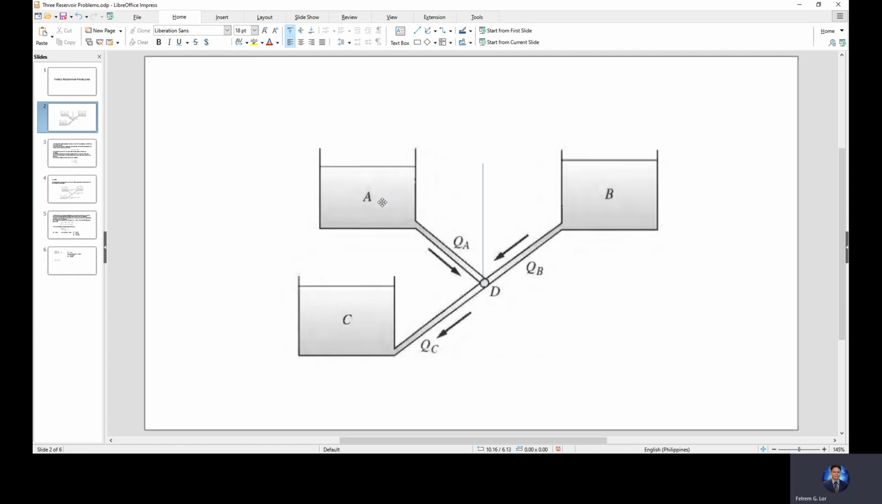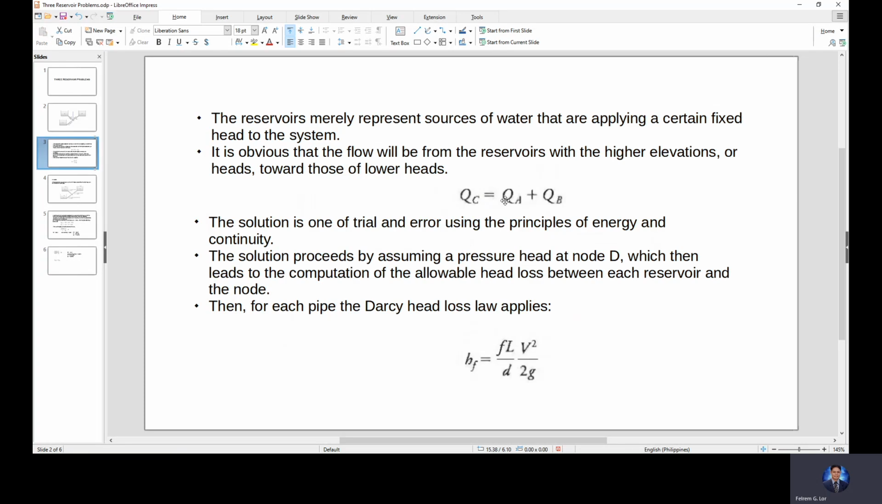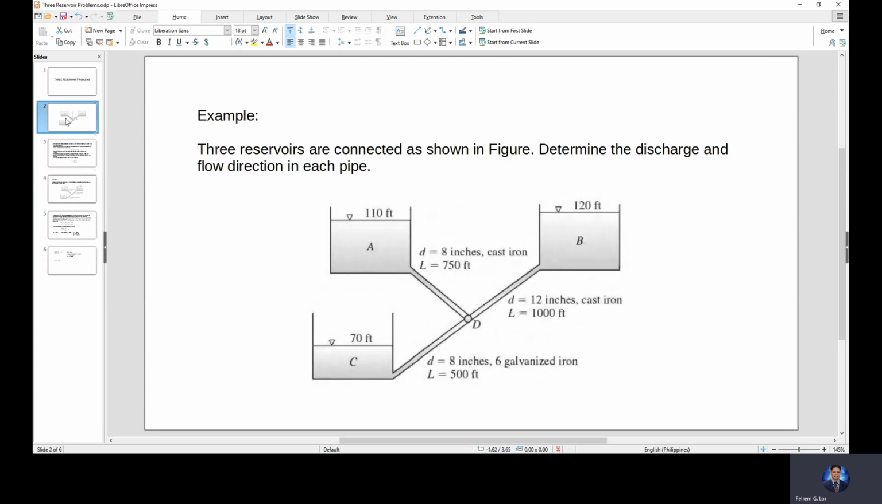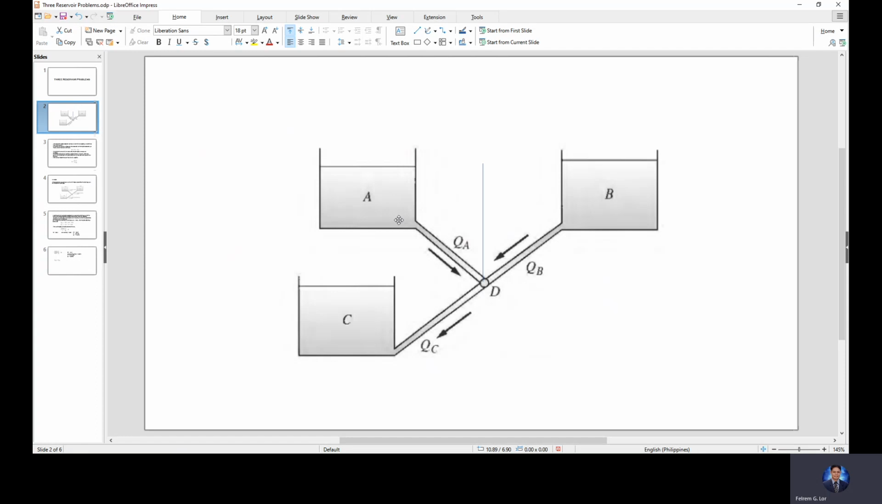So, in order to determine what type of equation to use, we do not know the direction. It's either QC is equal to QA plus QB, or if the water goes from D to A, then QB is equal to QC plus QA. We do not know the direction, so what we will do is not let the water move from A to D.